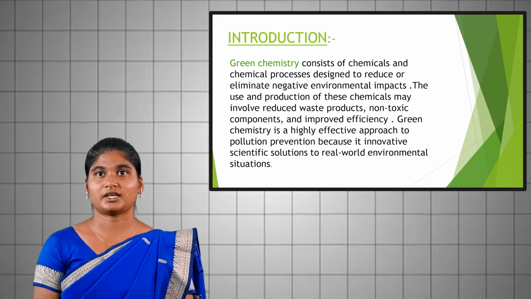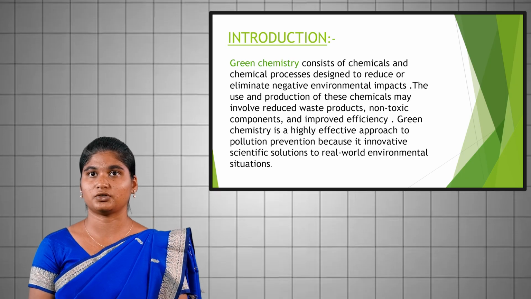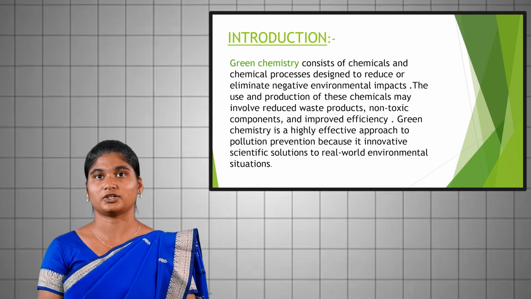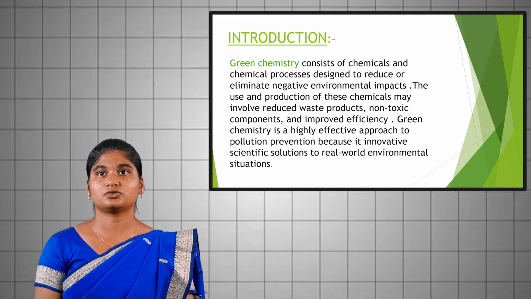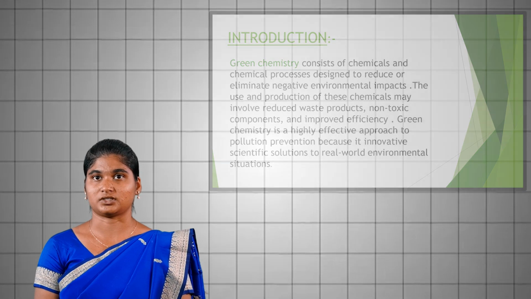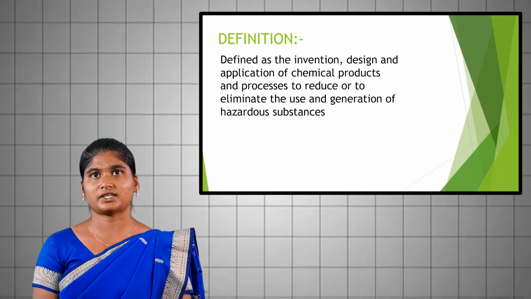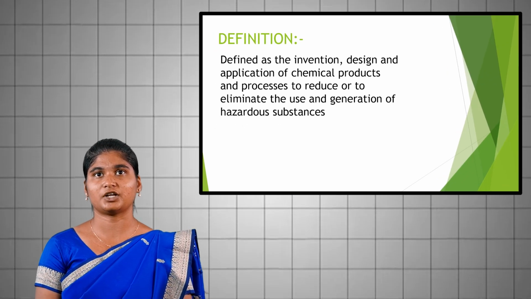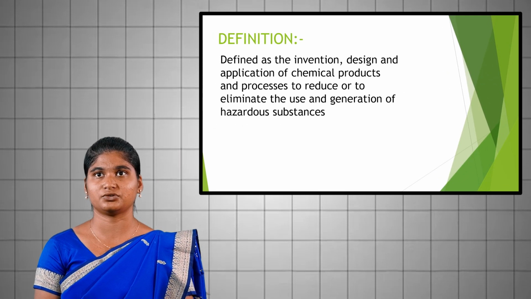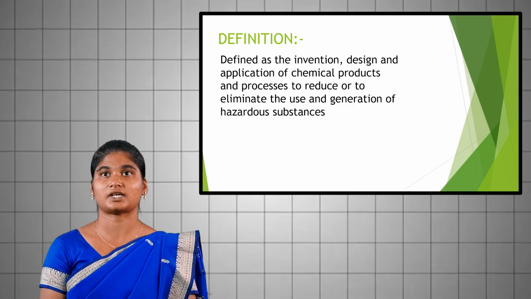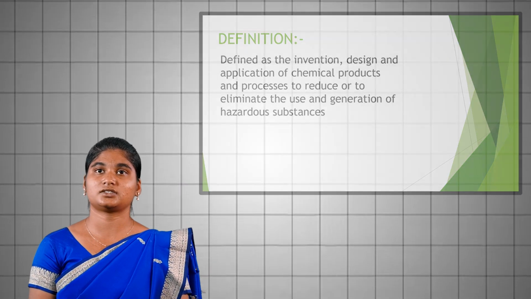Green chemistry is a highly effective approach to pollution prevention because it applies innovative scientific solutions to real-world environmental situations. Next, definition: it is defined as the invention, design, and application of chemical products and processes to reduce or to eliminate the use and generation of hazardous substances.